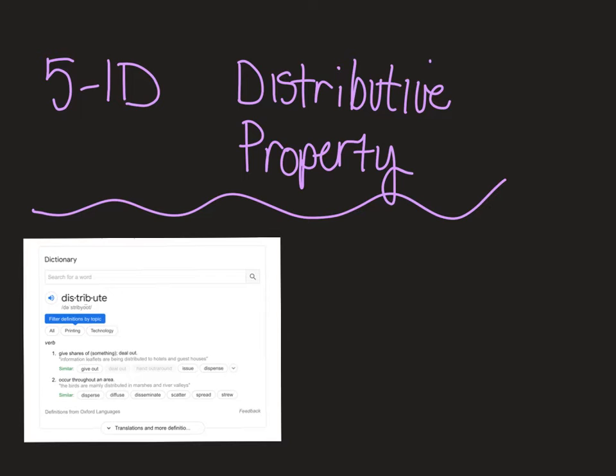So I got to thinking to myself, what does distribute actually mean? So I went to the dictionary. I Googled distribute. Distribute means to give shares of something, to deal out, to give out, to issue, to dispense, to disperse, to diffuse, to disseminate, to scatter, to spread, to strew. Well, it means the same thing in math, except that we're going to distribute a number.